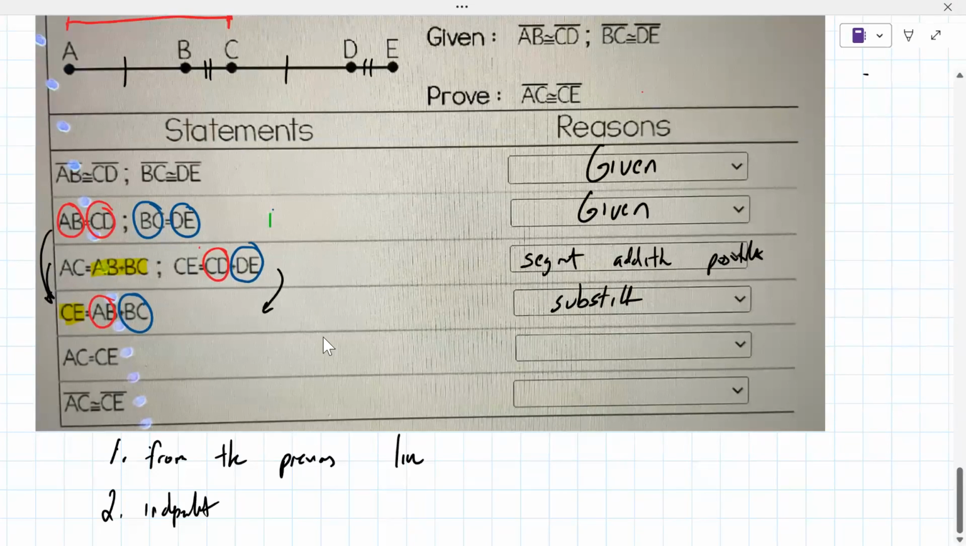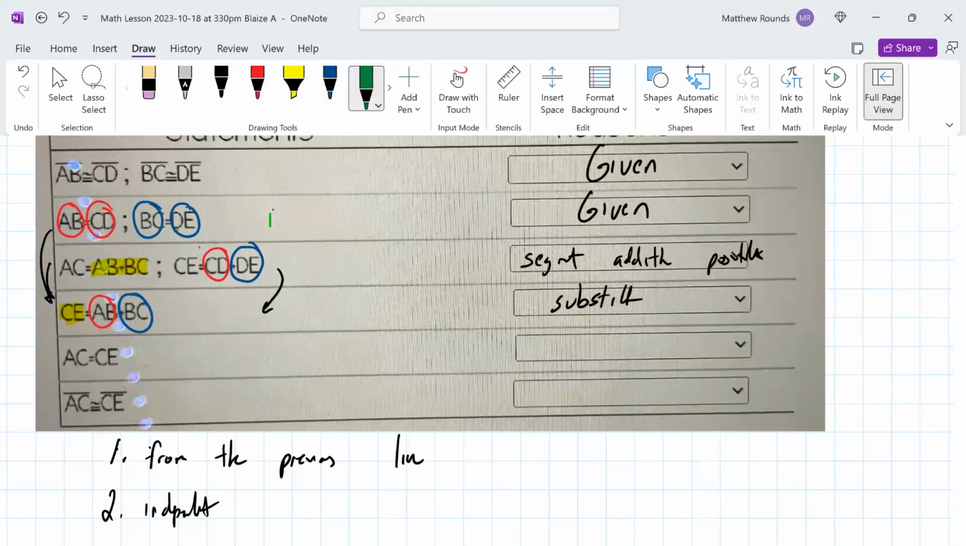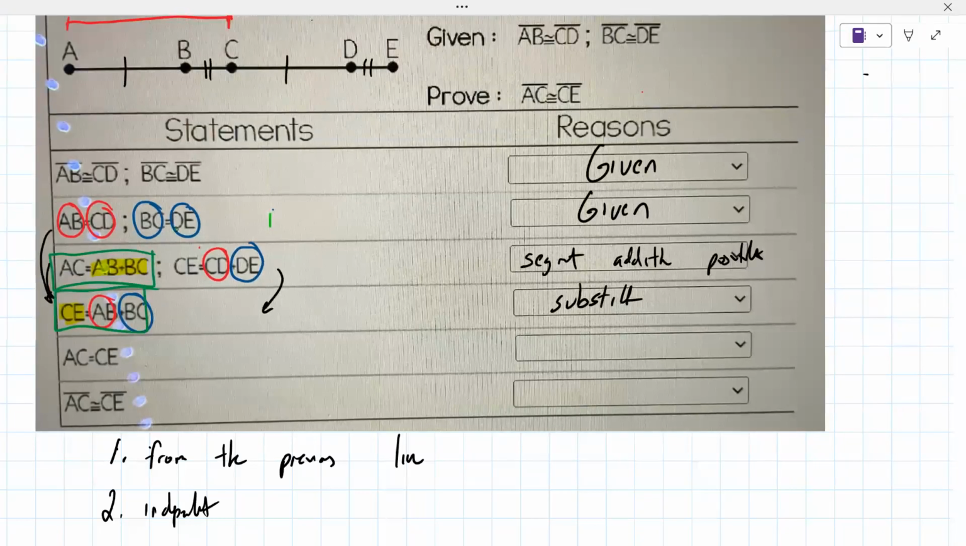And then they're saying, okay, since CE is equal to AB plus BC, that's the same as AC. They're saying this whole thing and this are the same, which leads to this line right here, which is the transitive property. It's okay that you don't have any idea what I'm talking about, because how would you know this until you've seen it one or two times?